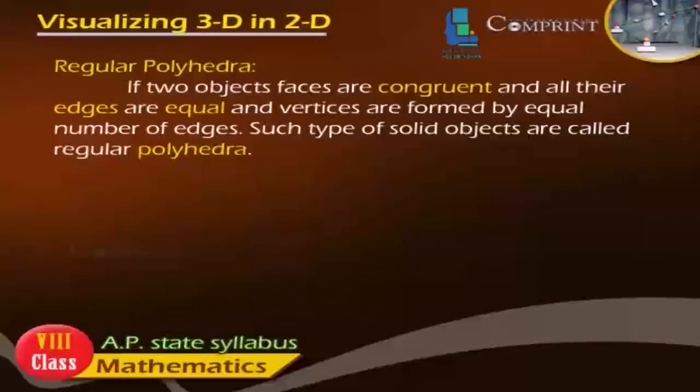Regular polyhedra. If a solid object's faces are congruent and all their edges are equal and vertices are formed by equal number of edges, then such type of solid objects are called regular polyhedra.